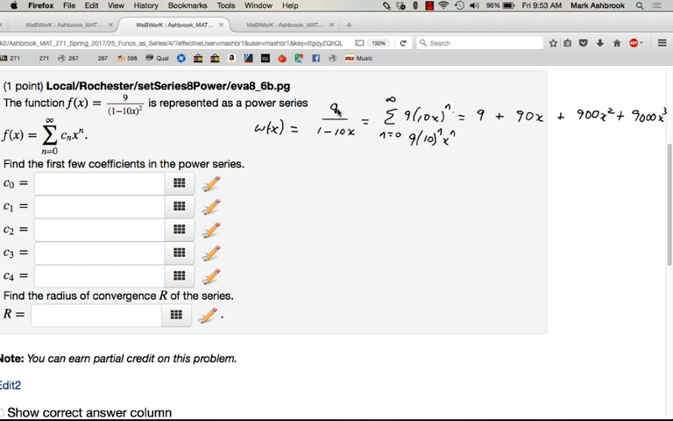And so how does f relate to w, or what is it very close to about w? Remember what we said? It's the derivative, right? Because w is really 9 times 1 minus 10x to the minus 1. And so w prime is negative 9 times 1 minus 10x to the minus 2, right? Times negative 10 by the chain rule.